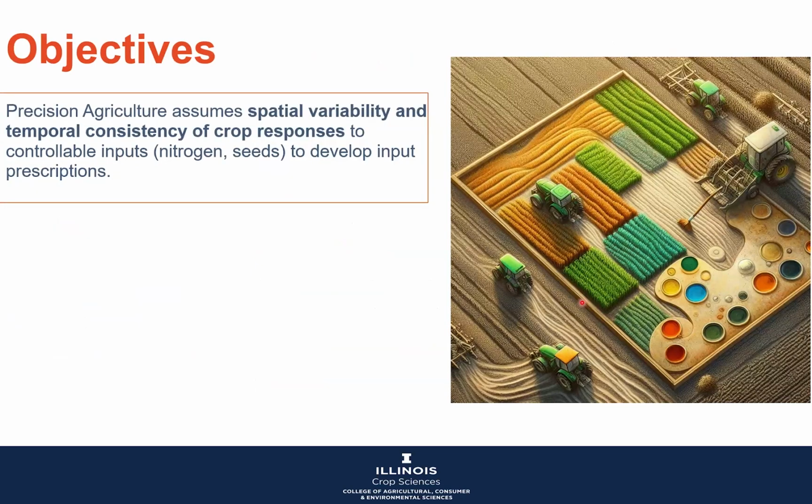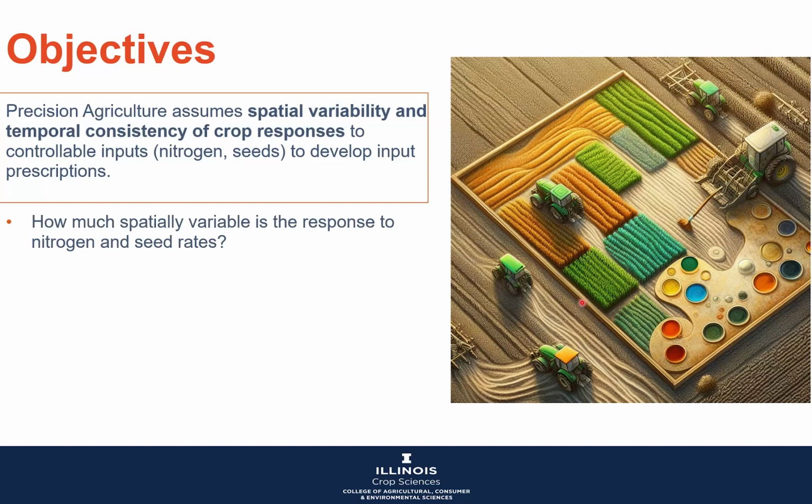So that's a little bit of what we want to do. What we want to know is the spatial variability and temporal consistency of the crop responses to controllable inputs. The key contribution of these DIFM trials is that we can actually create maps where we see the impact of the inputs on crop responses. Before this project, that wasn't quite possible at scale.